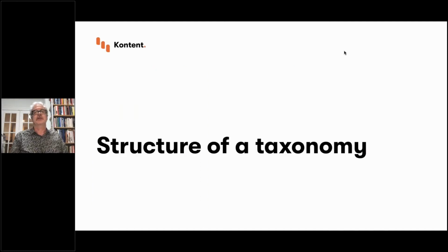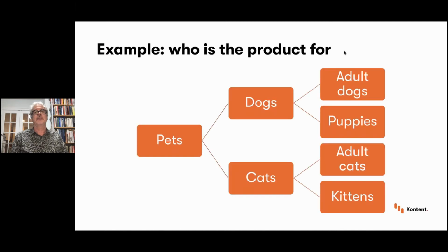So what does a taxonomy look like? Well, we've mentioned already that it's a hierarchical listing of terminology. And let's see what this looks like in practice. This is a simple example, where a company is making products for pets. And we can see the hierarchy. In this case, we're moving from left to right.